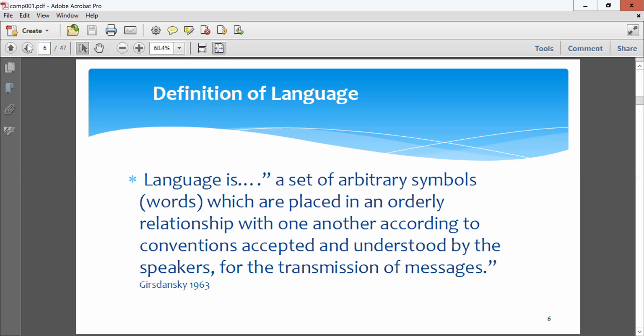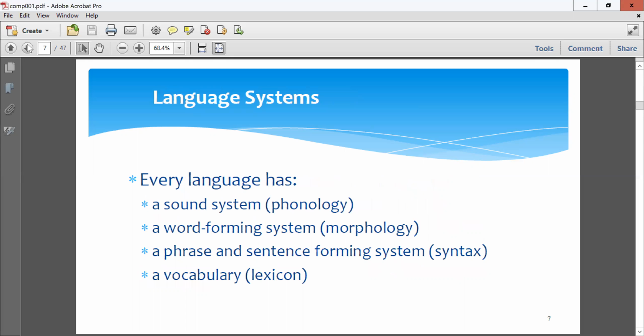And the definition of language, there are many of them, but it's a set of arbitrary symbols, words, which are placed in an orderly relationship with one another according to conventions accepted and understood by the speakers for the transmission of messages. Basically, it's whatever is used to communicate in a culture.